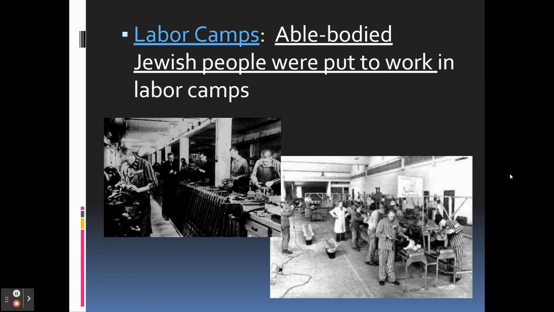Labor camps were also used by the Nazis. They would take Jewish people who were able to do work and put them in these labor camps. As you can see from the pictures, they were making uniforms and weapons. It was basically forced labor. Of course, they weren't treated very well and weren't fed very much, so a lot of Jewish people in the labor camps actually died because they weren't cared for at all and weren't healthy.